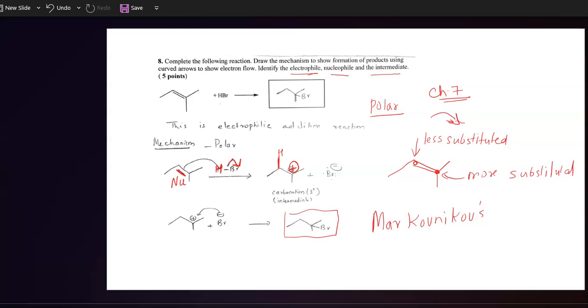So what is my intermediate? It said identify electrophile, nucleophile, and intermediate. We identified the nucleophile. Here is my electrophile, the hydrogen atom, and the intermediate is the carbocation. In my second step, the carbocation is my electrophile, the bromide is my nucleophile, and this is my final product.